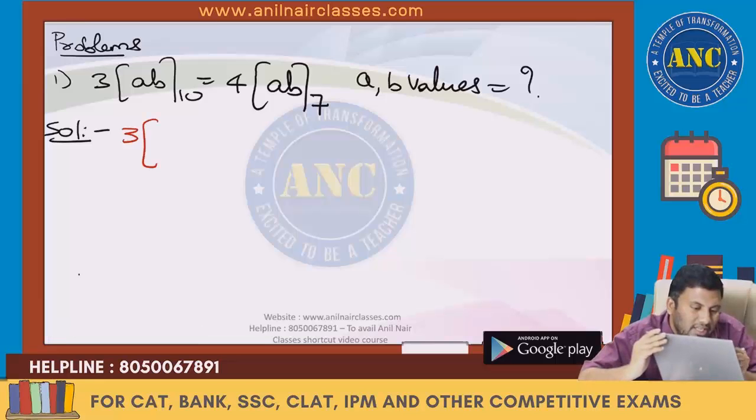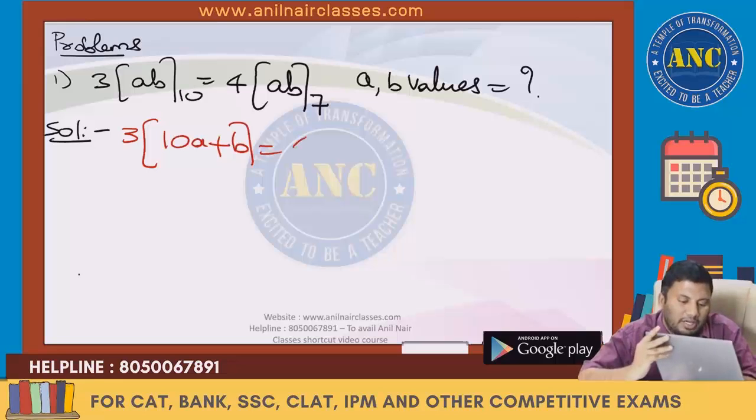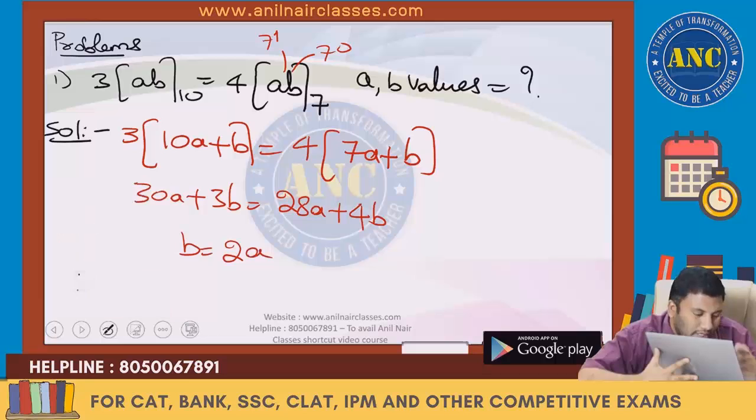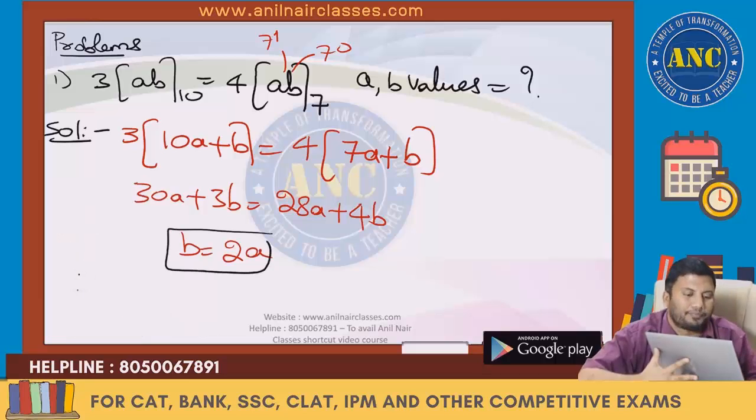A is in the tens place, so 3 into 10A plus B is equivalent to 4 into, converting non-decimal to decimal, 7 power 0, 7 power 1, 7A plus B. This is 30A plus 3B equivalent to 28A plus 4B, which is nothing but B equivalent to 2A. I hope this first step is clear.